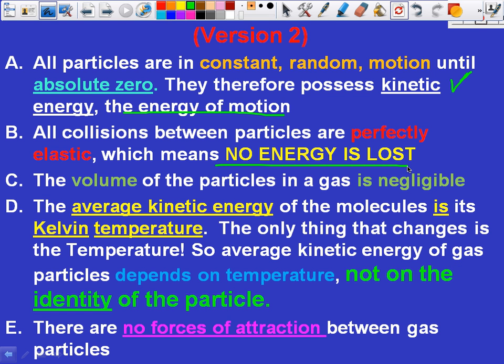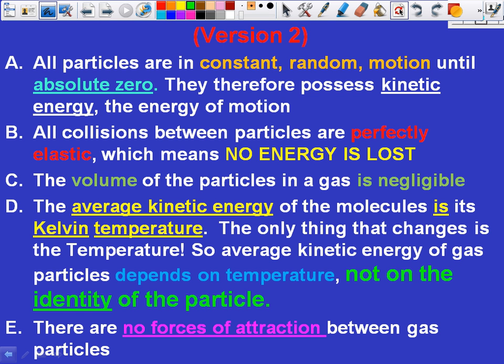C. The volume of a particle in a gas is negligible, which means it's approximately what? 0. We know that that's not true. We know that it does have to take up a little bit of volume. All right, we know A is different, and now we're going to get to D. D is also a little different as well, and this is very, very crucial.